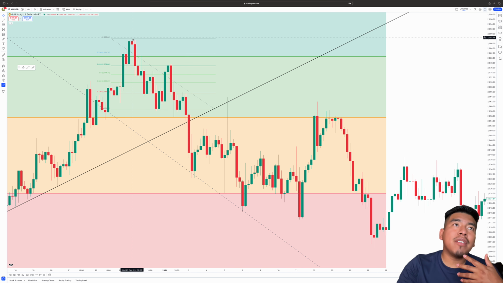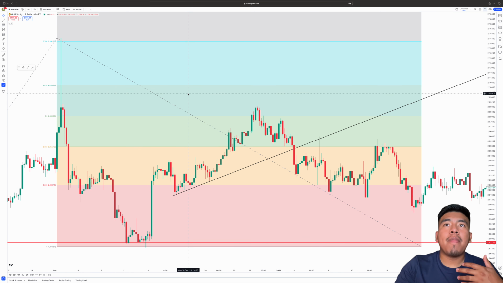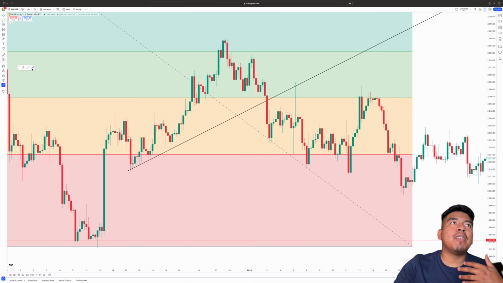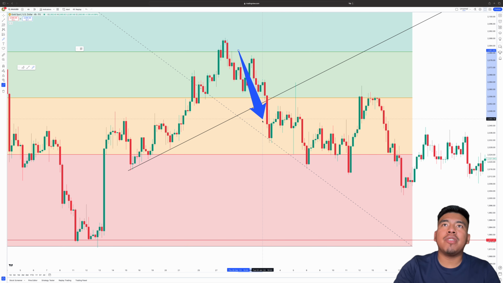Why? Because we got a break of structure. And then we got a retracement. We could also see a head and shoulders, which is a bearish price action for this scenario. Let's say you miss this 61.8, right? You always have to wait for retracement. If you miss a trade, it's okay. There's opportunities every day. Every day there's a new opportunity to enter a trade.